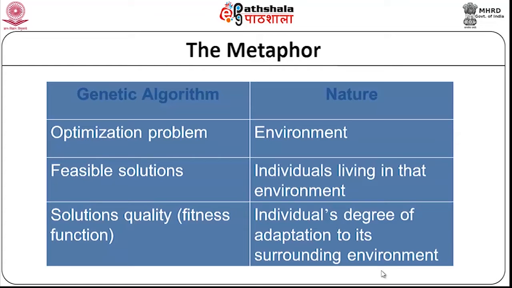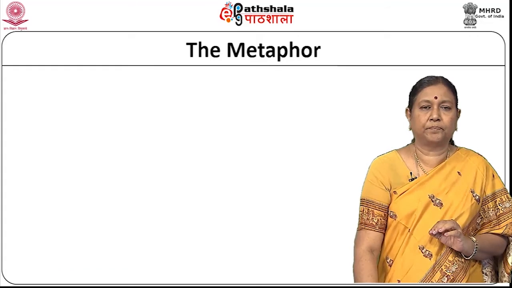So, when we take the genetic algorithm and when we take nature, this is the metaphor that we are going to use. The optimization problem in the genetic algorithm corresponds to the environment in nature. Feasible solutions in the genetic algorithm correspond to individuals living in that environment in nature, and solution quality, or the fitness function as we call it, is the individual's degree of adaptation to the surrounding environment. So, we are talking about an optimization problem, feasible solutions, and solution quality or fitness. Those are the metaphors that we take from nature.